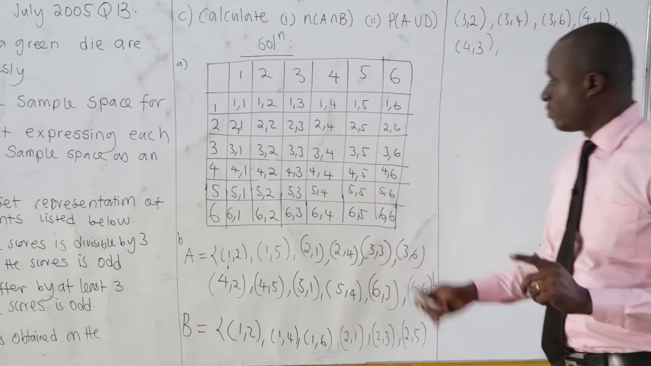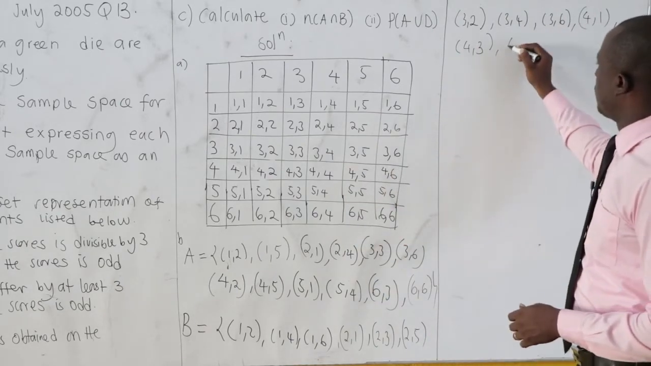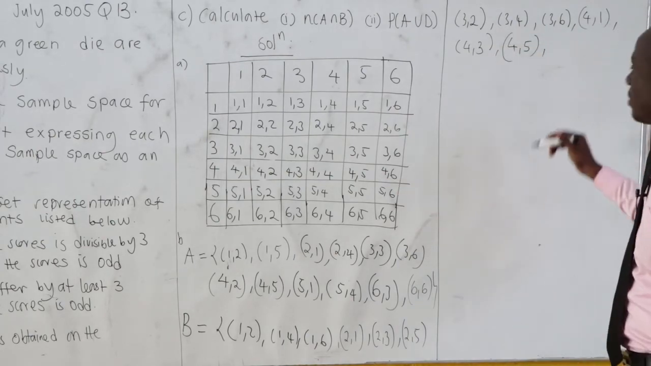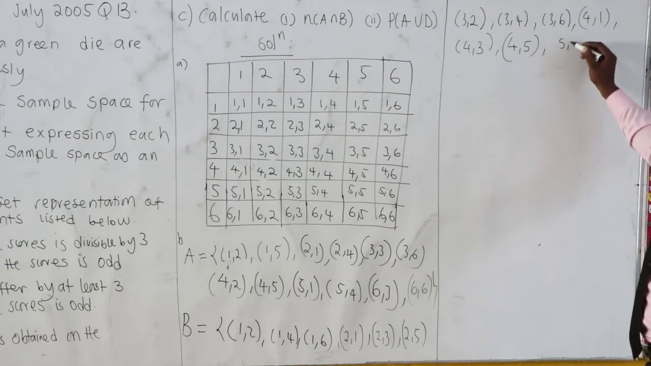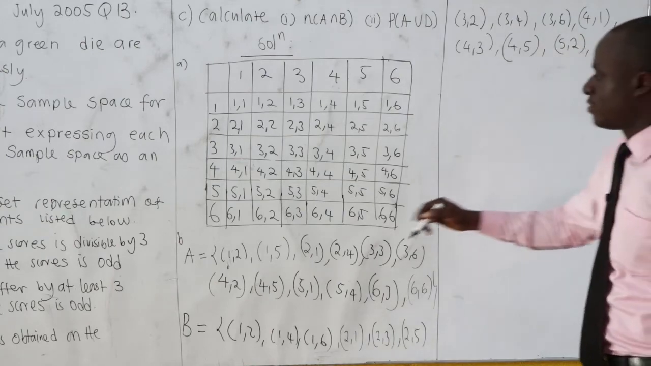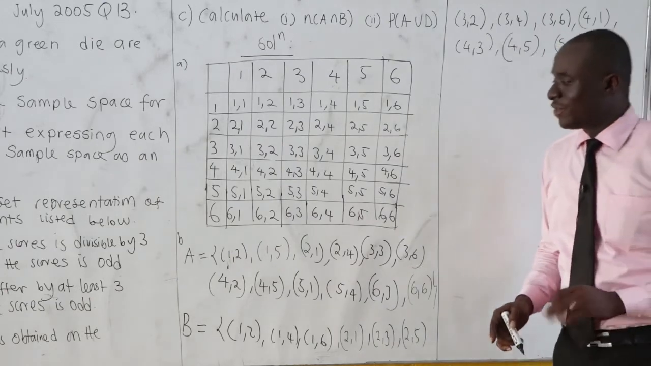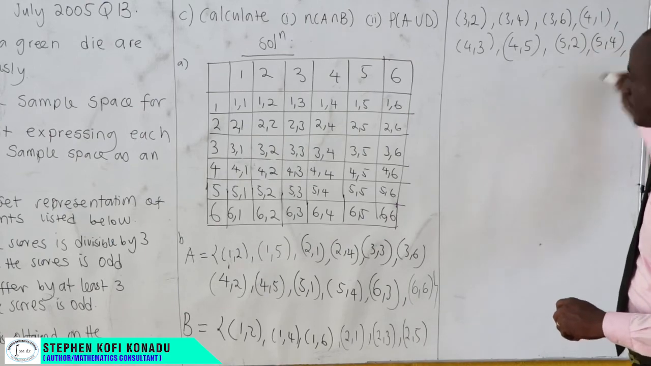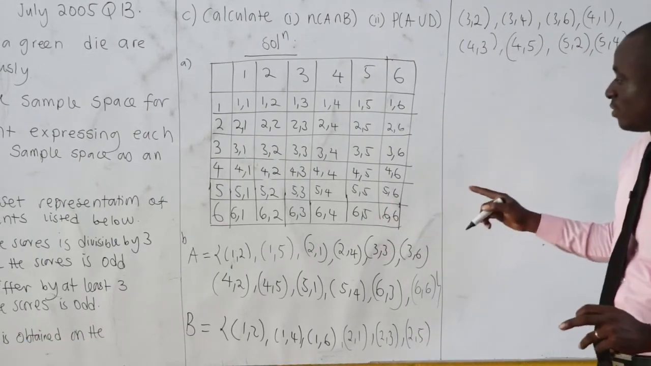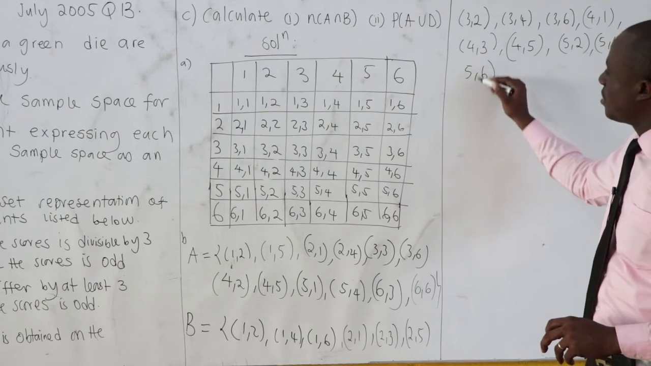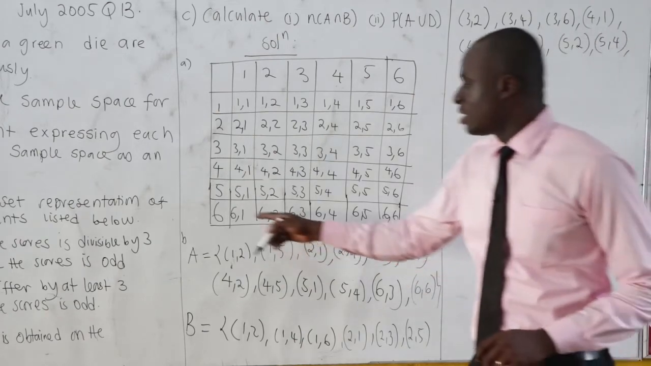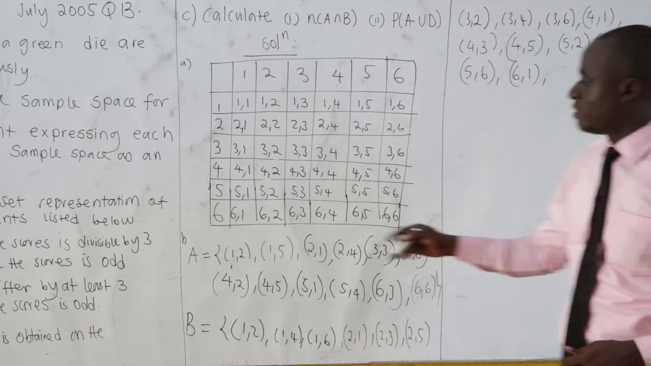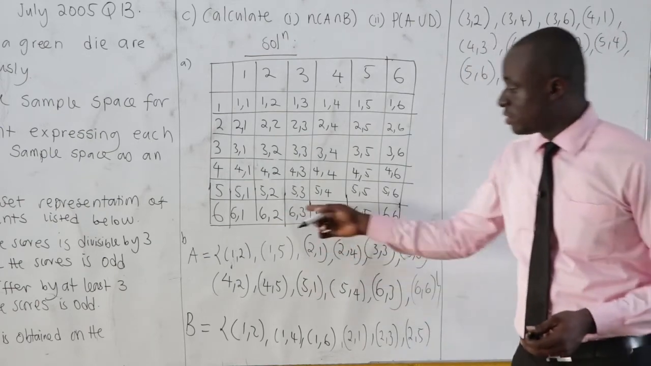4 plus 4 is 8, not part. 4 plus 5, so 4,5. 4,6: no, it's not part. 5,1: no. 5,2. 5 plus 3 is 8, no. 5 plus 4 is 9. 5 plus 5 is 10, no. 5,6: that is part. 6 plus 1 is 7. Yes, it should give us odd. That is part. 6 plus 2 is 8, not part. 6 plus 3 is 9.